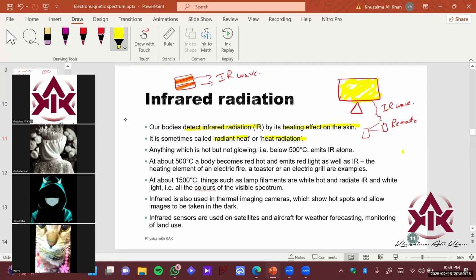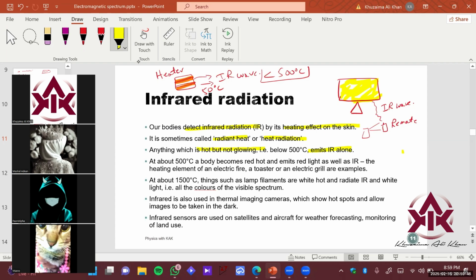So anything which is hot but not glowing emits IR only, right? If the temperature of something is less than 500 degrees Celsius, obviously you won't have a heater which would generate 500 degrees Celsius. It would melt your body, okay? So let's say it produces 50 degrees Celsius heat. This is the region where you will find IR waves, okay?